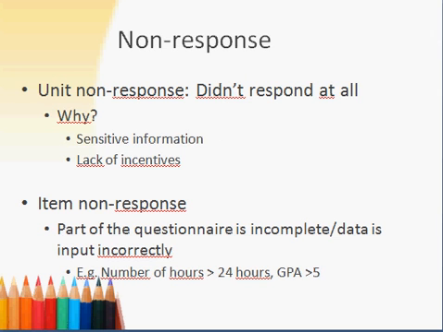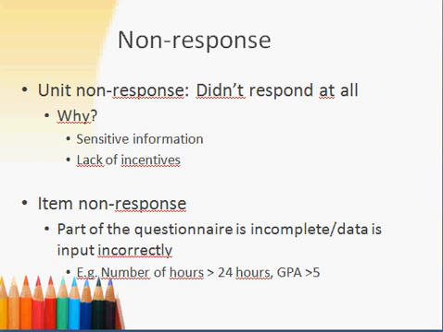Moving on. How about the kinds of non-response? There are two types of non-response. We have unit non-response and item non-response. Unit non-response are basically the people who didn't respond at all. You must be wondering why. Reason, very simple. We're asking for sensitive information over here, right? We're asking for people's CGPA. And of course, there is this lack of incentive. Even if you finish up the survey, it's not like I'm going to give you $1 million for that, right?